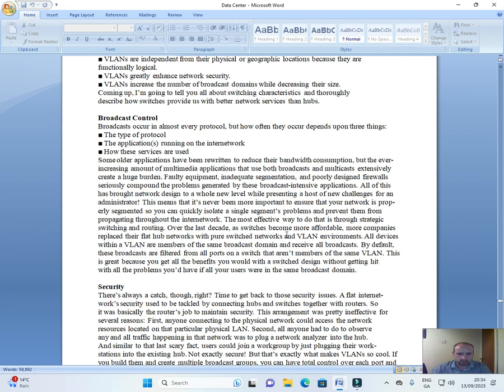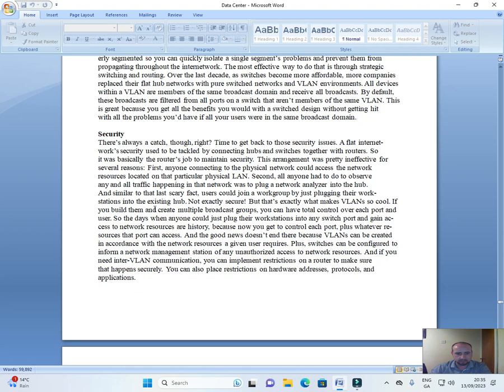Over the last decade, as switches became more affordable, more companies replaced their flat hub networks with pure switched networks and VLAN environments. All devices within a VLAN are members of the same broadcast domain and receive all broadcasts. By default, these broadcasts are filtered from all ports on the switch that aren't members of the same VLAN. This is great because you get all the benefits you would with a switched design without getting hit with all the problems you'd have if all your users were in the same broadcast domain.